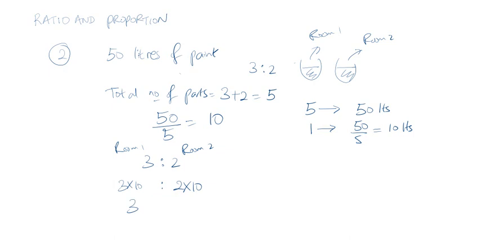So we end up getting 30 to 20, which means that the 50 liters was divided into 30 liters and 20 liters. So room 1 is going to get 30 liters of paint, and room 2 is going to get 20 liters of paint, and that's how we're going to split it.